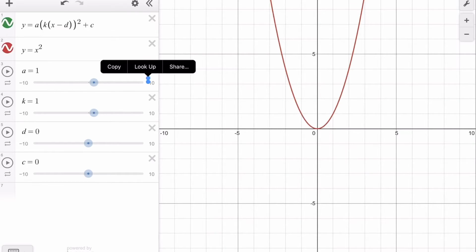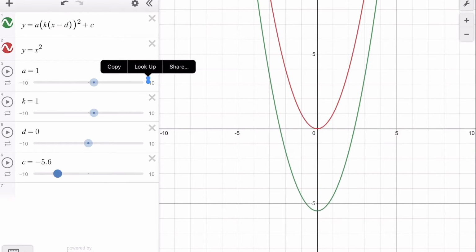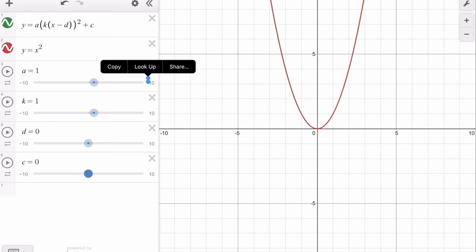Now let's look at c value. When the c value is positive, the graph is shifted up, as you can see on the graph. And when the c value is negative, the graph is shifted down. Just like that.